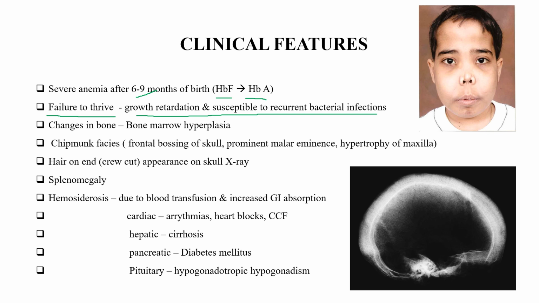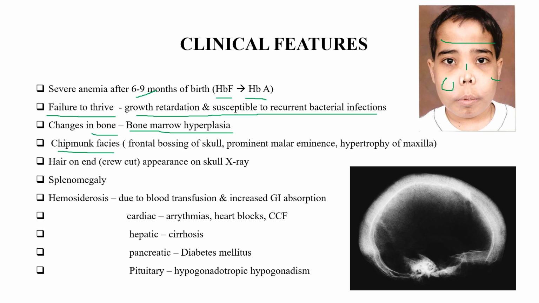And as we have already told, we can see some changes in the bone due to extramedullary hematopoiesis, medullary hematopoiesis, bone marrow hematopoiesis, where there will be bone marrow hyperplasia that will be manifesting in the form of thalassemic faces called the chipmunk faces. You can see the characteristic chipmunk faces here, where there is frontal bossing and there is malar prominence and hypertrophy of the maxilla, and there is depressed nose bridge. This is the characteristic chipmunk faces or thalassemic faces seen in beta thalassemia children.